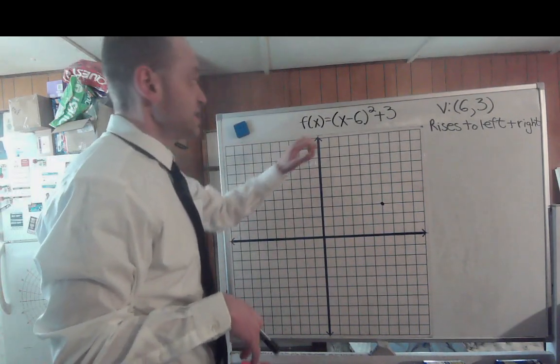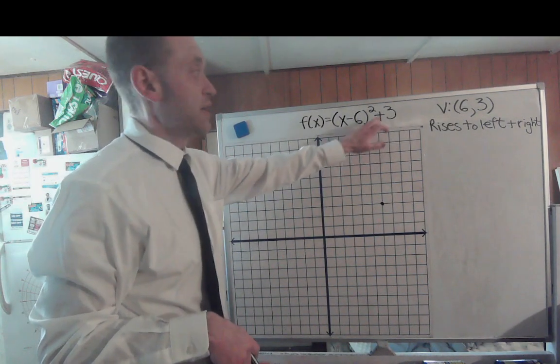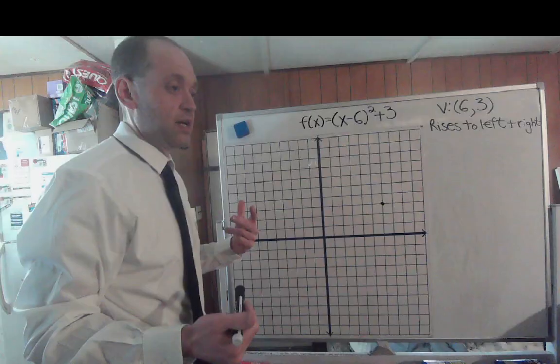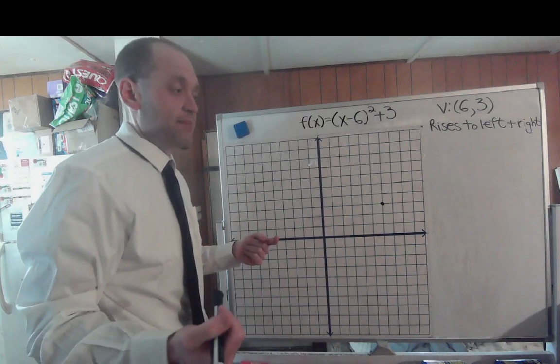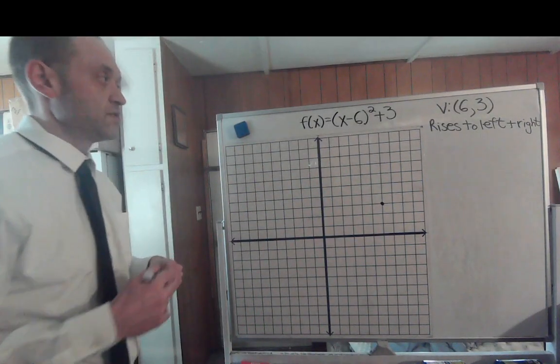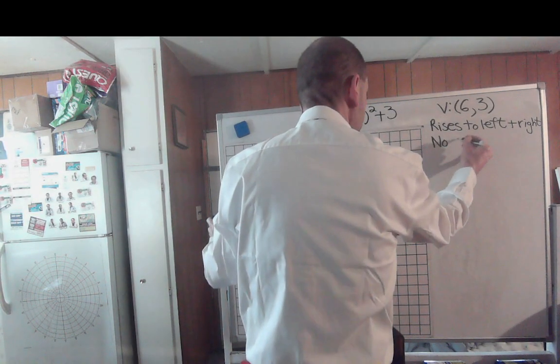In fact, if you tried to set this function equal to 0, you would get x minus 6 squared equals negative 3, which we know the square root of negative 3 would be plus and minus i times the square root of 3, and there's no way to graph that in the real plane, so we don't have x-intercepts. So let's write that, no x-intercepts.